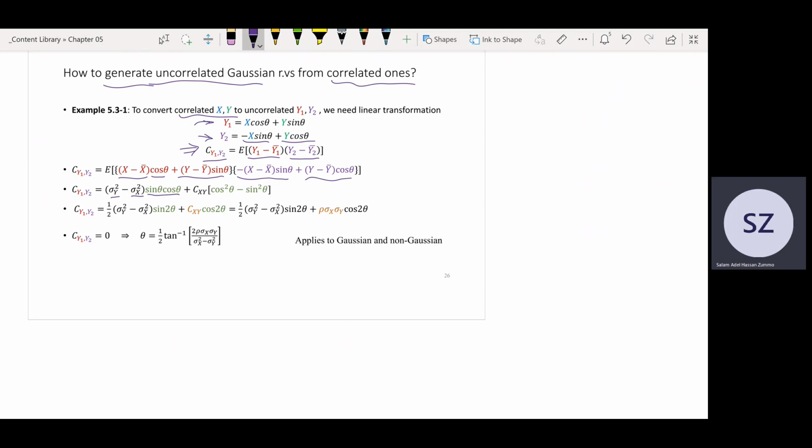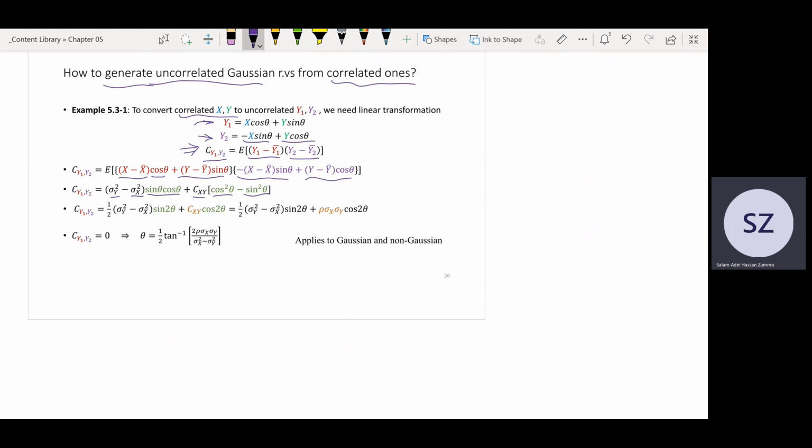Now the rest is to multiply X minus X bar with Y minus Y bar. What is that when you take the expected value? The covariance of X and Y. So the covariance of X and Y, and you have cosine and cosine, so you have cosine squared. And the last term is Y minus Y bar multiplied by minus X minus X bar, which is again the covariance. However, you have a minus, multiplied by sine squared. Okay?